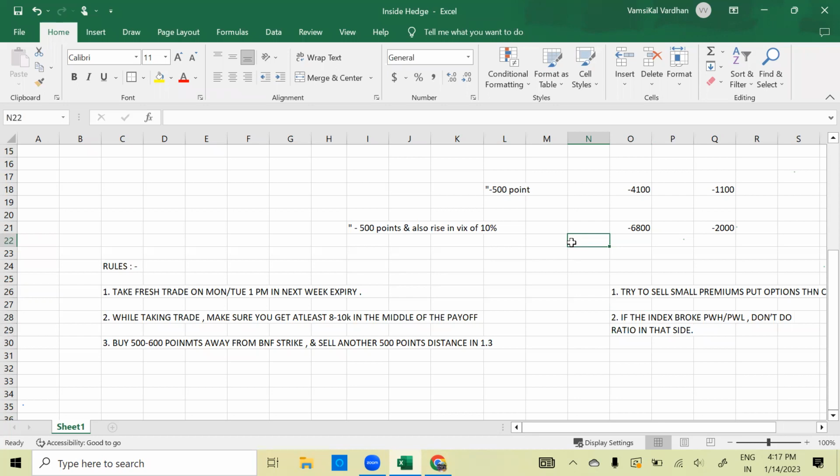If market is trading down and if it is closing below previous week low, then you can avoid selling a put option. Just go and buy 500 points ka call option, then go another 500 points and sell in 1 is to 3. That also we can do. It's just like tweaking a rule a little bit, but the basic agenda of the rule is the same. While taking a trade, make sure you get at least 8 to 10K in the middle of the payoff. That is most important. Then buy 500, 600 points away.